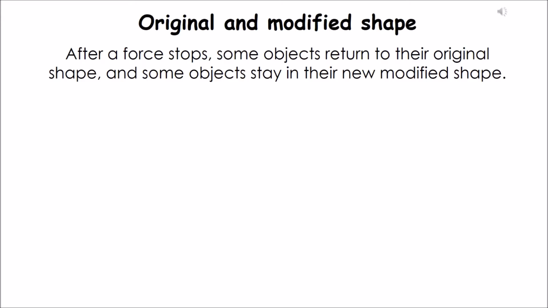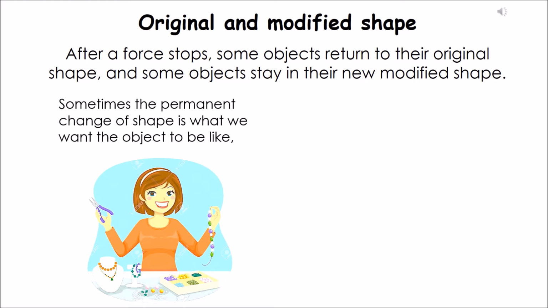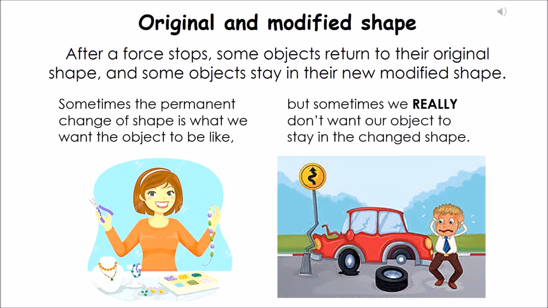After the force stops, some objects return to their original shape, and some objects stay in their new modified shape. Sometimes the permanent change of shape is what we want the object to be like this lady here. She wants her jewelry to stay in the shape that she made it. But sometimes we really don't want our object to stay in the changed shape. For example, this poor guy's car. What can he do now? It's all squished. It's not going back to looking like a new car, is it?